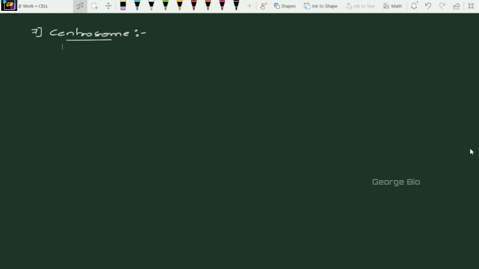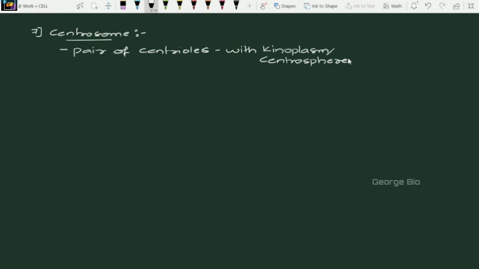Now, if you look at the centrosome, it's a pair of centrioles which is connected by centroplasm. There are two tube-like structures, called centrioles, attached perpendicular to each other for the formation of centrosome. So what is a centrosome? It's a pair of centrioles which is connected with kinoplasm, or else it is also called centrosphere, or else centroplasm also.